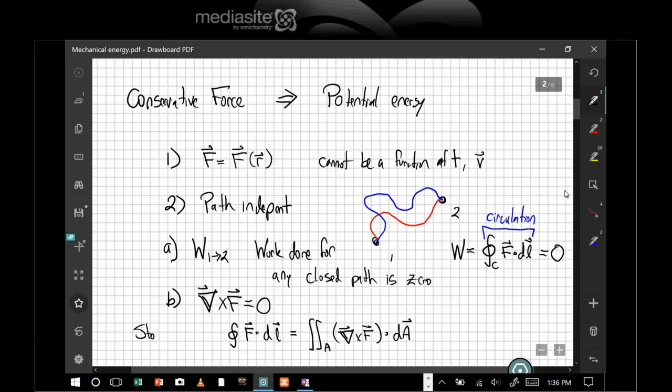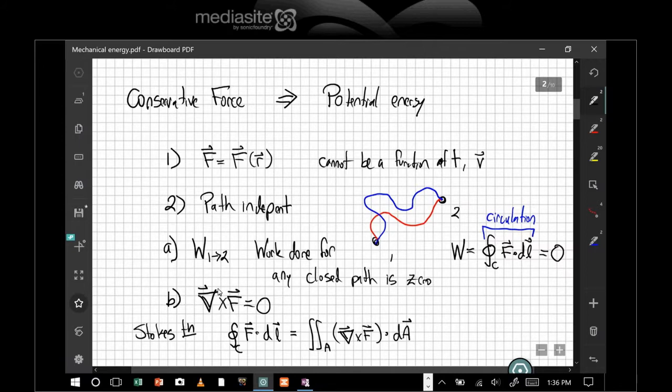But if the left-hand side is equal to 0, then either dA is equal to 0 or the curl is equal to 0. Obviously, if I have a real surface, dA is not equal to 0, so the curl is equal to 0. So conservative forces only depend on position and they're path independent. You can show that two ways: calculate the work done for two paths and show they're the same, or show that the curl of the force field is equal to 0. The curl is going to be a much more practical way of doing it.